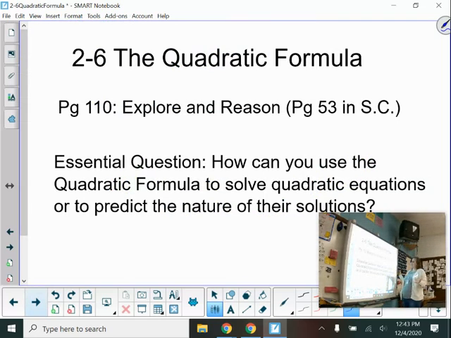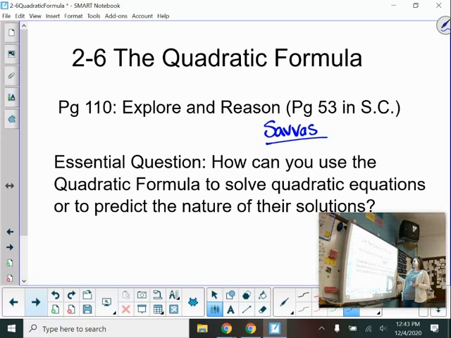So again, this is 2-6. This is the quadratic formula. You can see here this was explore and reason. This is what you guys actually did in the Savvas Online, so you don't have to worry about going through and doing this again unless you want to actually look at your workbook. That would be page 53 in your companion.